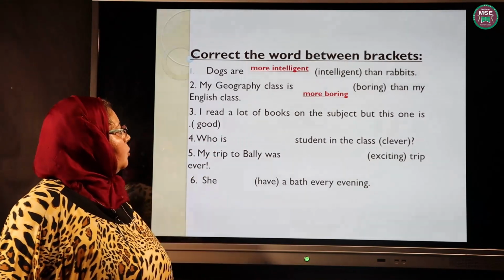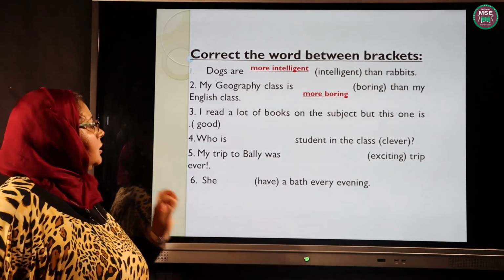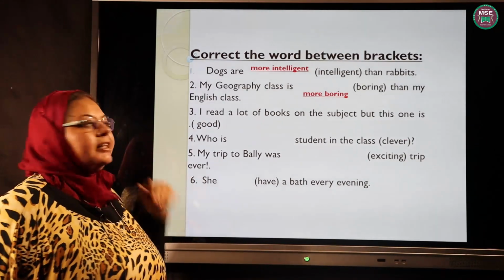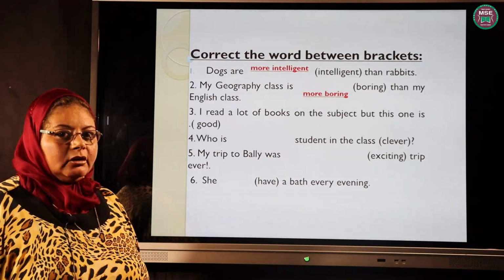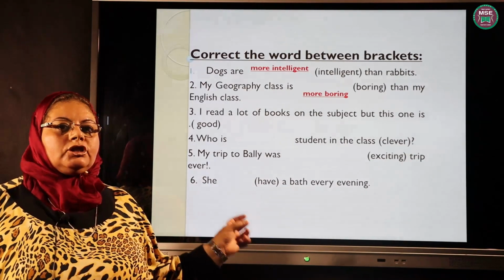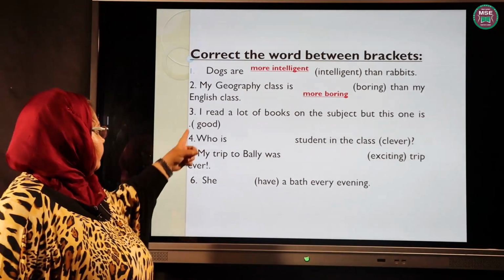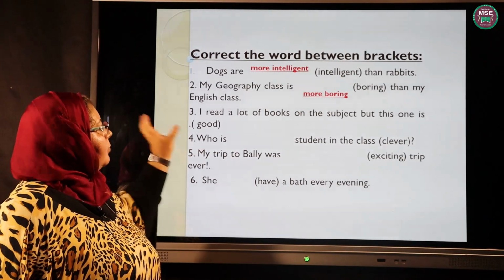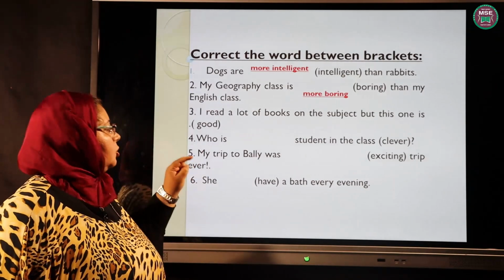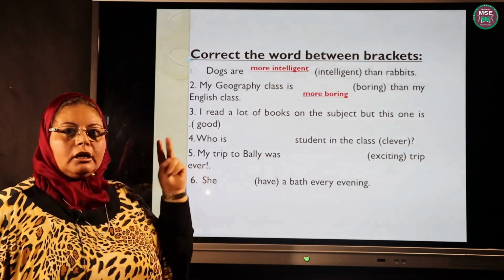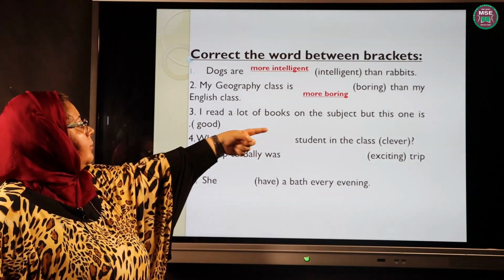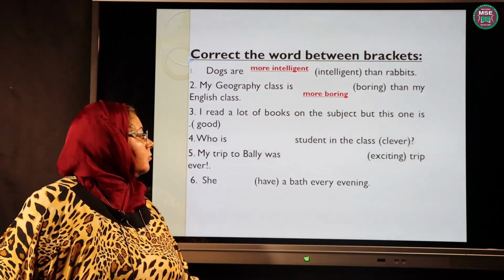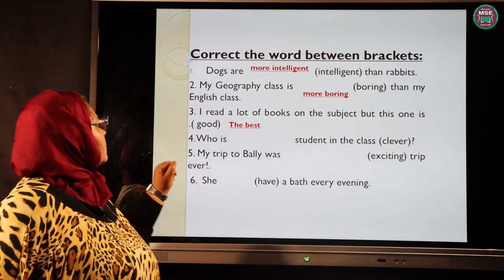I read a lot of books on the subject, but this one is good. Look at this adjective. It's an irregular adjective, okay? Irregular adjectives, there is a change in the letters, okay? Here, I'm also using the superlative form, not the comparative. I'm using the superlative form because I'm comparing one book with many. The answer will be the best.